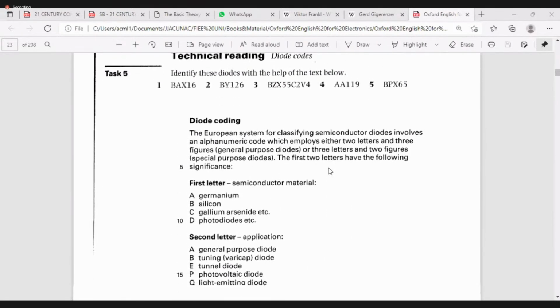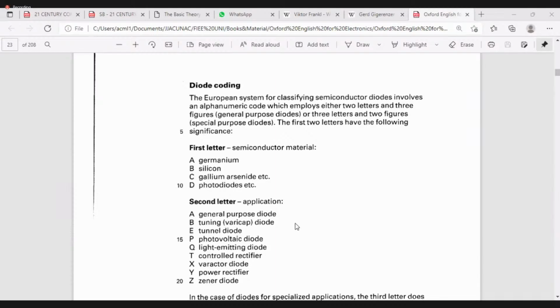So I'm going to ask you to read the text quickly, let's say 1 minute only, and then we are going to talk about that. I prefer you to read the text on your own first in order to talk about it.